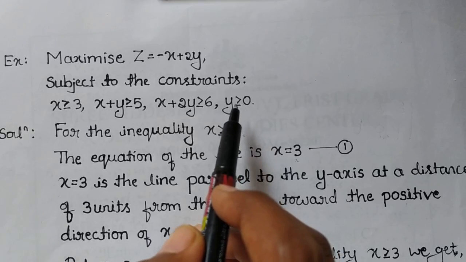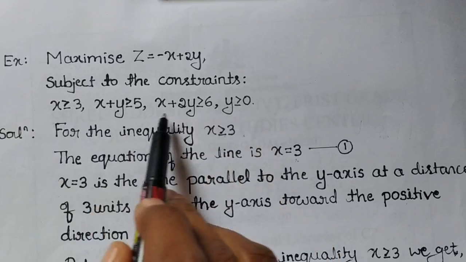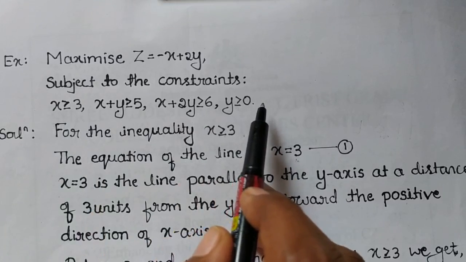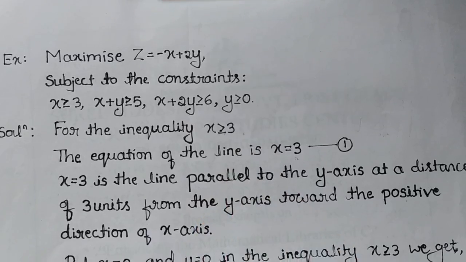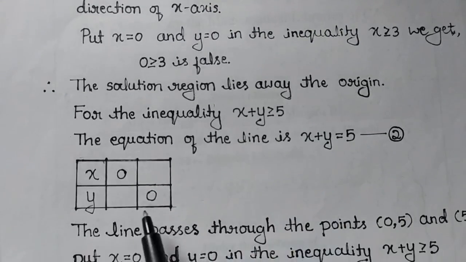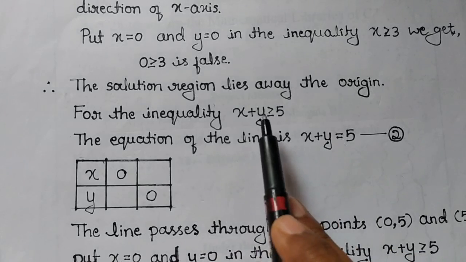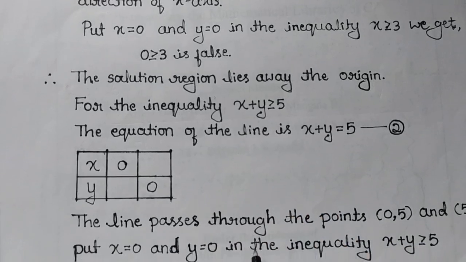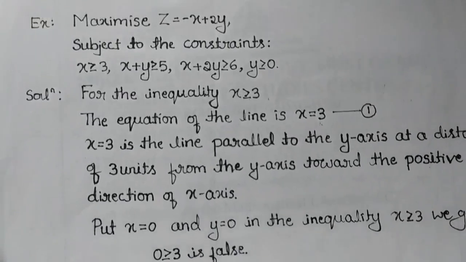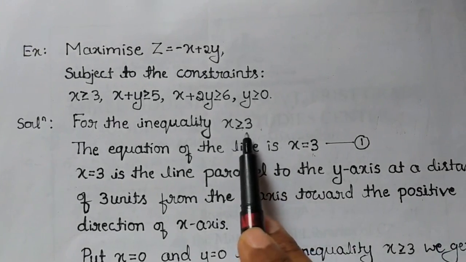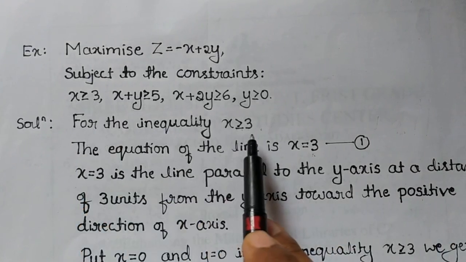Now remember the method. We solve these inequalities one by one, and for each inequality we follow two steps. The first step is to find the points on the line of the inequality, and the second step is to find the solution region of the inequality. Now let us solve this example. The first inequality is x greater than or equal to 3.